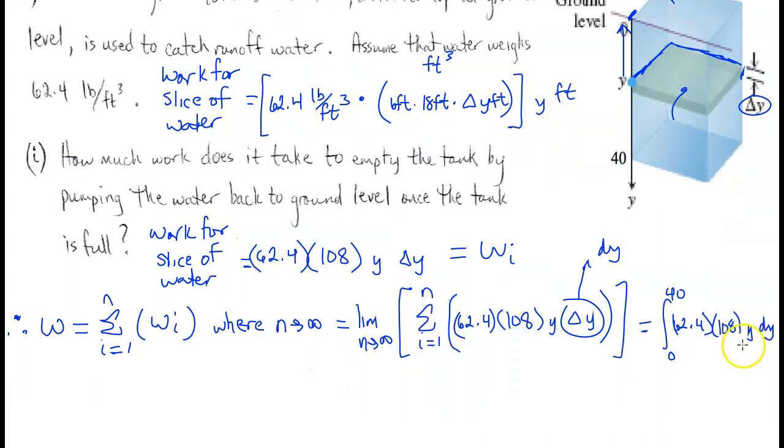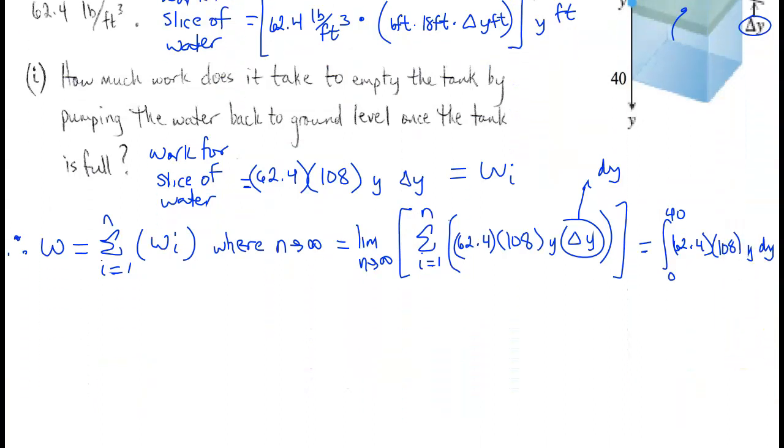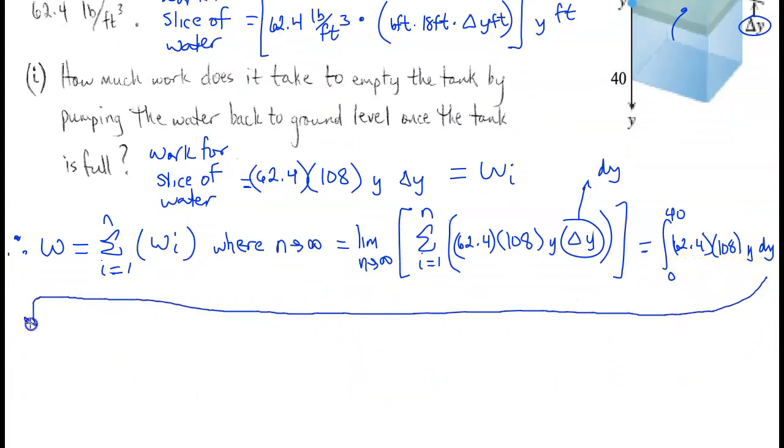And so now that we have a nice formula for the work, that's going to take all those random slices of water, all infinitely many of them, and total them up to see what the total work's going to be. This is just another way of saying that. And so now we can just do the calculus here. And we know that the antiderivative of y is just going to be y squared divided by 2. And that's going to be evaluated from 0 to 40.